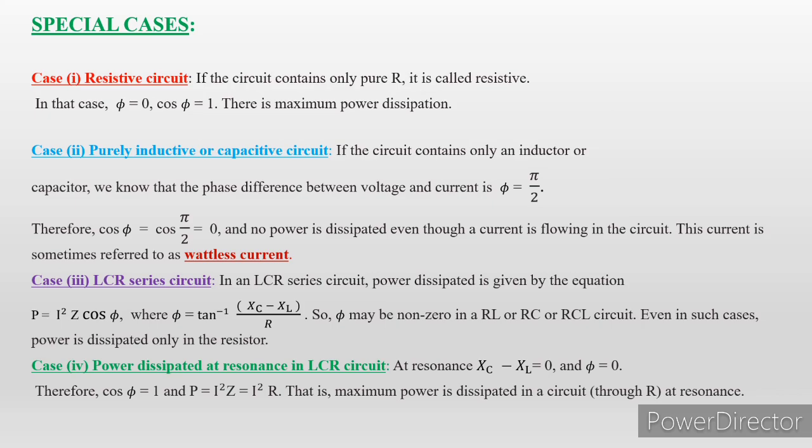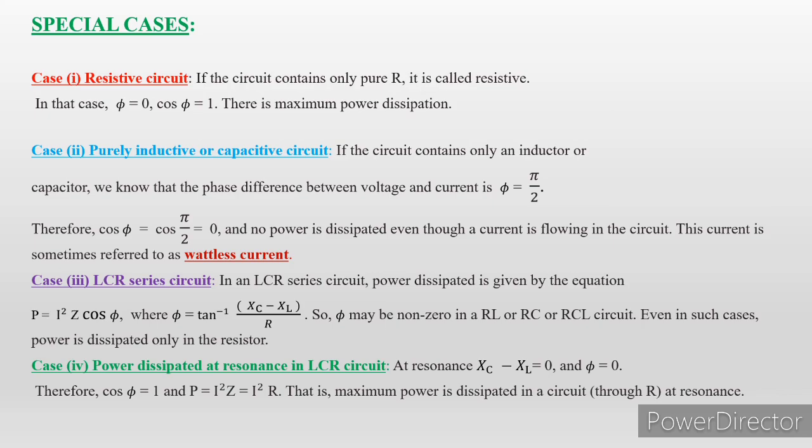Case 2: purely inductive or purely capacitive circuit. If the circuit contains only an inductor or a capacitor, we know that the phase difference between voltage and current is phi equal to pi by 2. Therefore, cos phi is equal to cos pi by 2, which is equal to 0, and no power is dissipated even though a current is flowing in the circuit. This current sometimes is referred to as wattless current.